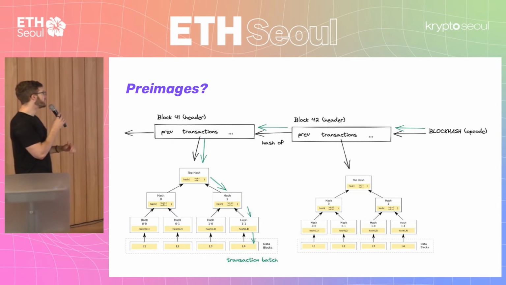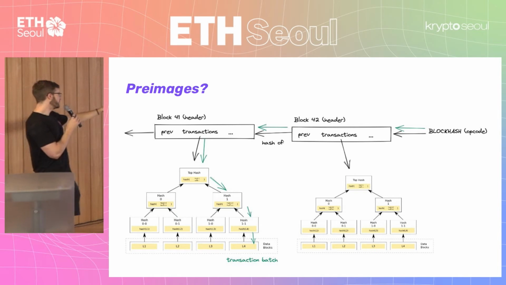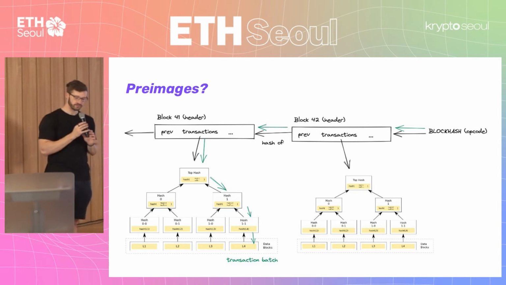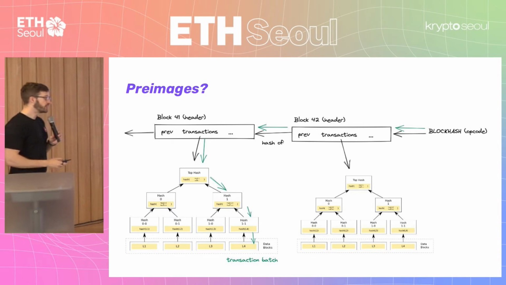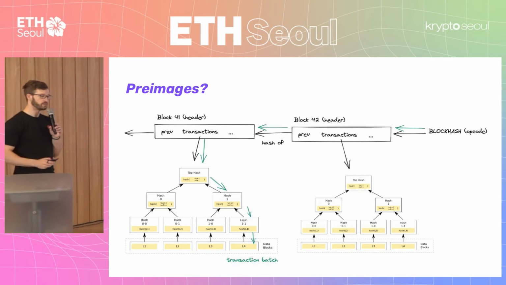In block 41, I get the transaction Merkle root. And I use the preimage oracle to get in the tree and get the children, and then for each child, I each time use the preimage oracle to get the child until I can get the transactions that I'm interested in. And this is exactly what we use to read those transaction batches that contain all the L2 transactions.